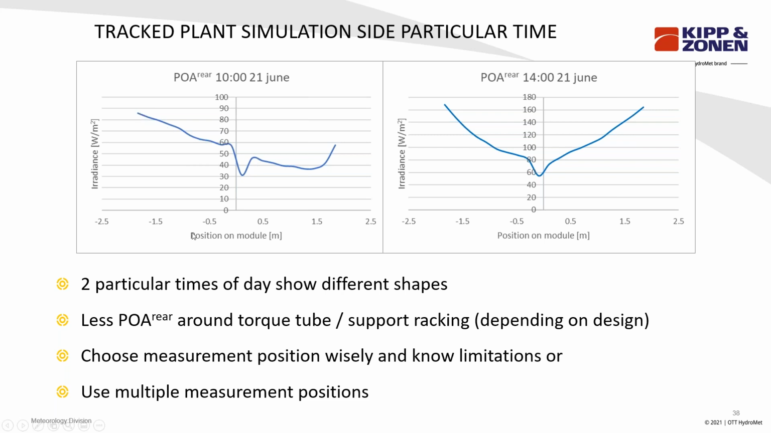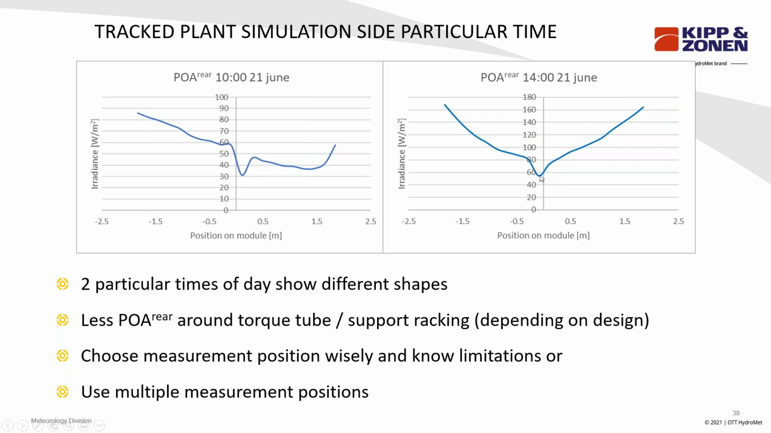So here you have the lowest part of the module, here the highest part of the module. You see the irradiance on the y-axis. Then we see that there is an asymmetry in the morning, but around solar noon, this asymmetry is gone. It's symmetrical, and again we see the shading because of the torque tube.